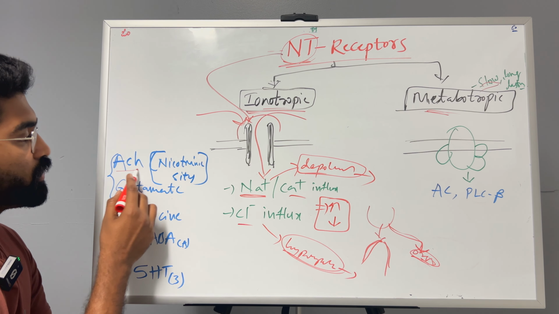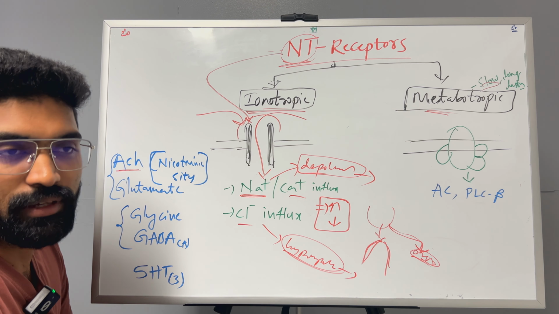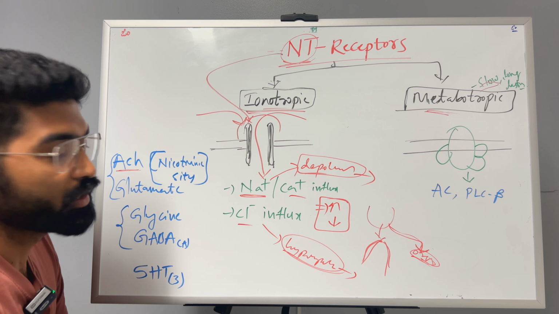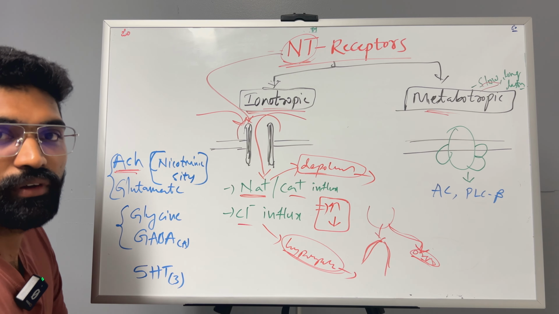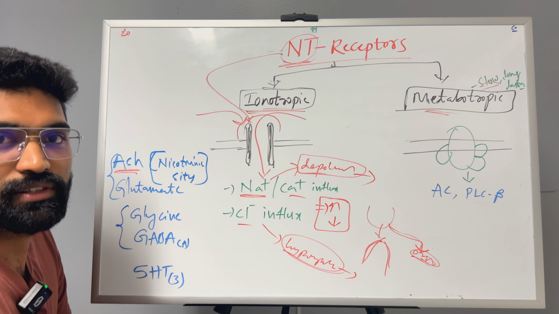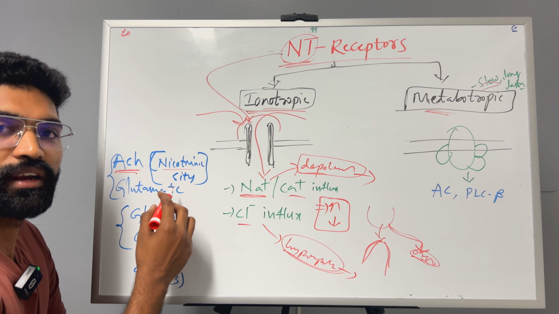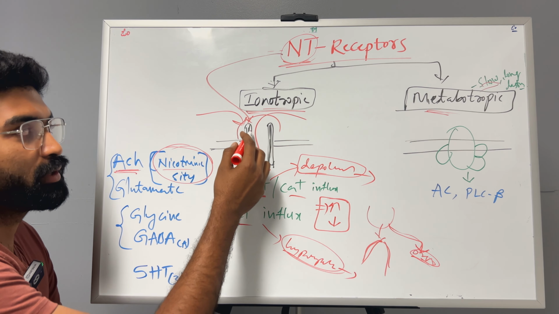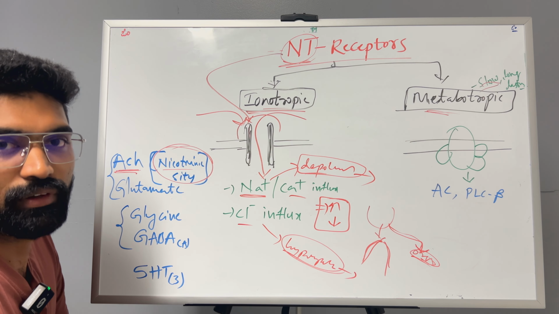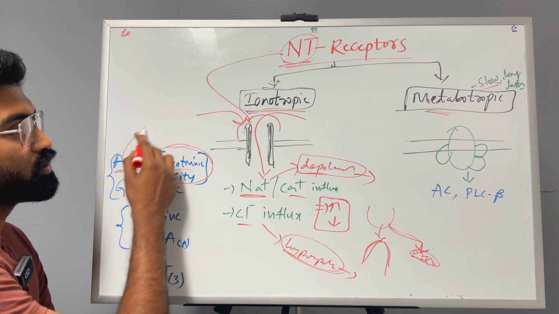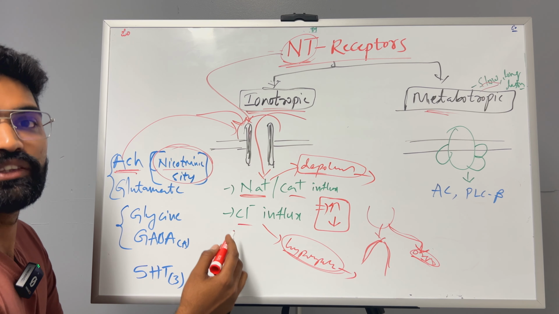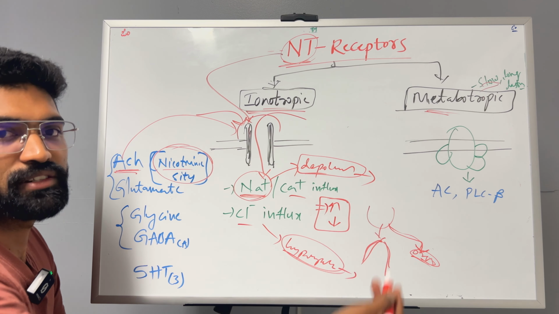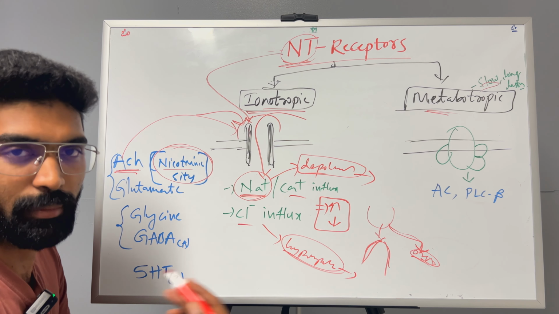Coming to acetylcholine. We know that acetylcholine is the principal neurotransmitter in the parasympathetic nervous system. But we have two different types of receptors in the parasympathetic nervous system: one is nicotinic and the other is muscarinic. The nicotinic sites are the ionotropic type of receptors. Once acetylcholine binds to these receptors, there will be an increase in sodium ion influx. That will lead to excitation, and it will show an excitatory effect.